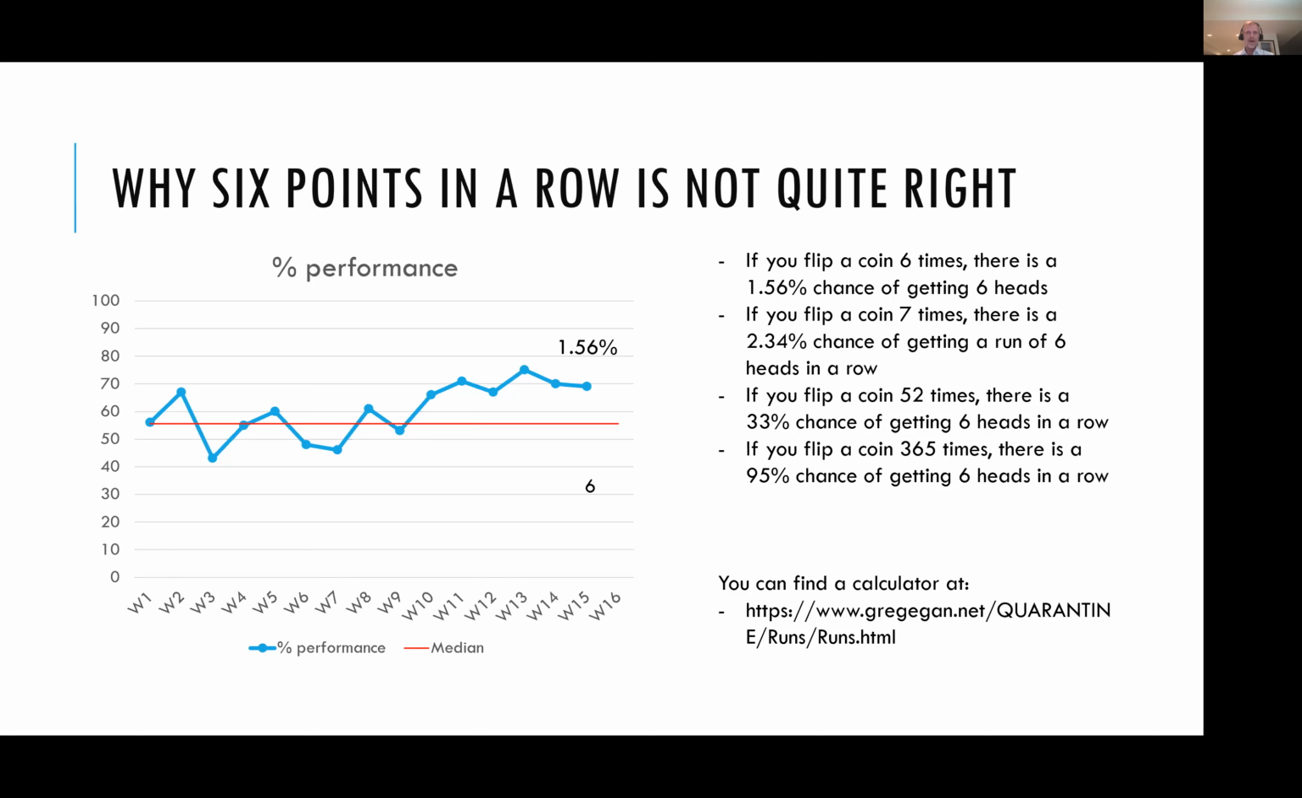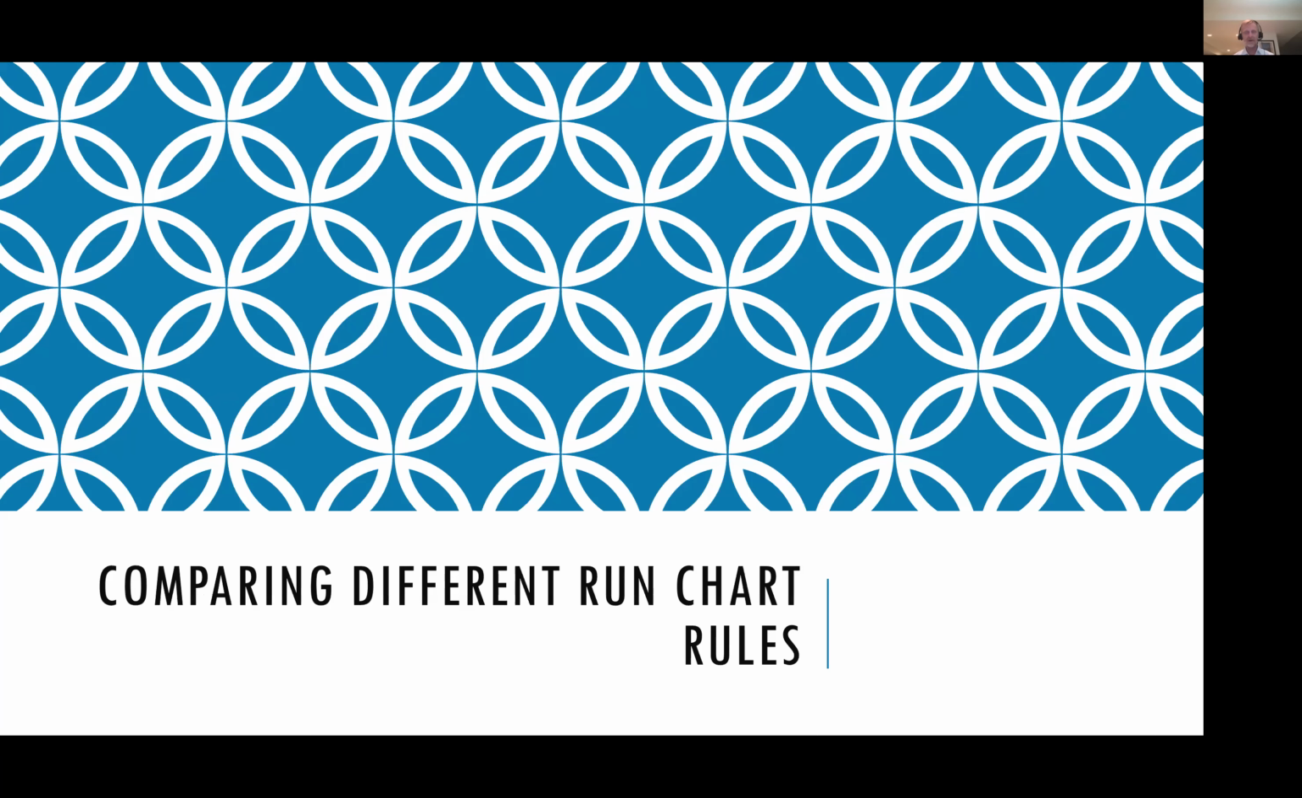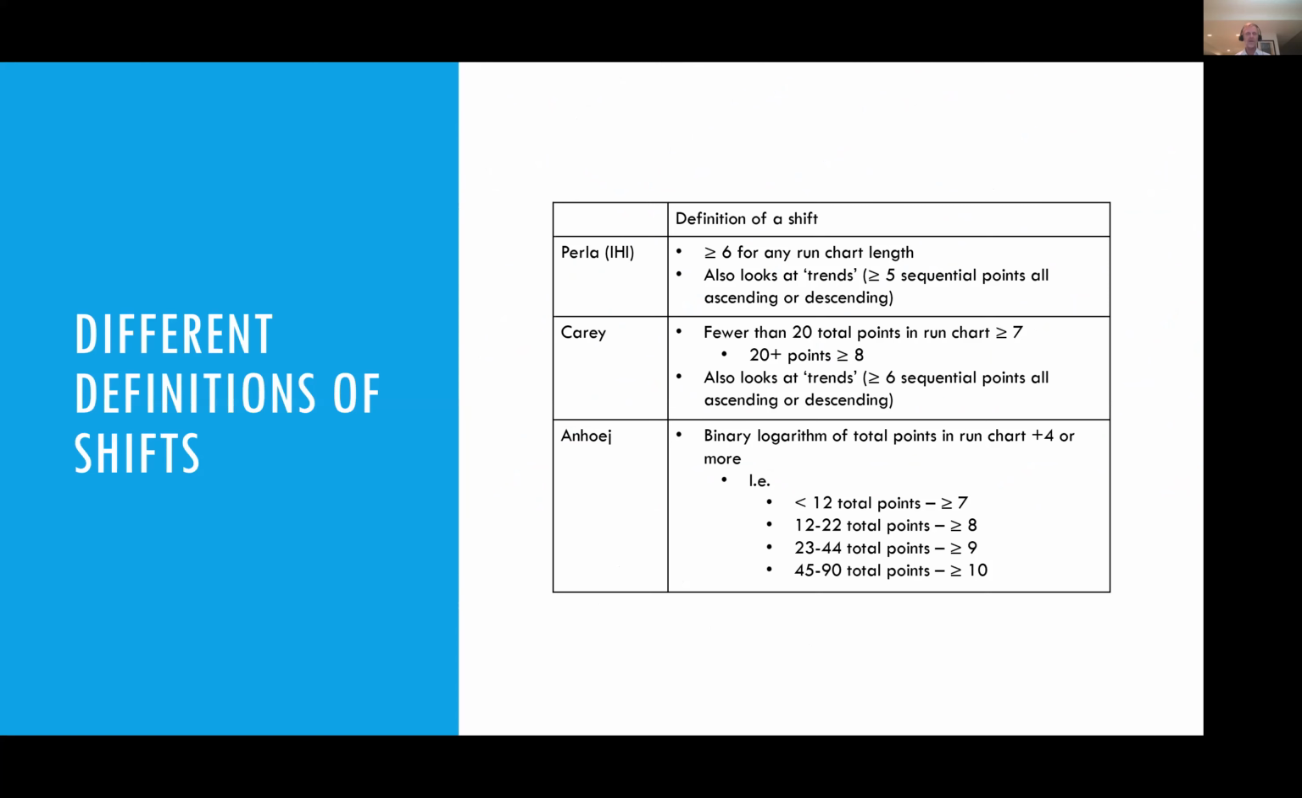There is an article that came out a couple of years ago that looked at the different types of rules and compared them using simulated data. And we'll look at this now. The article compared 3 different sets of run chart rules. They looked at the ones that they call the Perla rules that you might have seen in a lot of IHI references, where you look for a shift of 6 data points, a run of 6 data points, and you also look at trends, which are points going up in the same direction or down in the same direction.